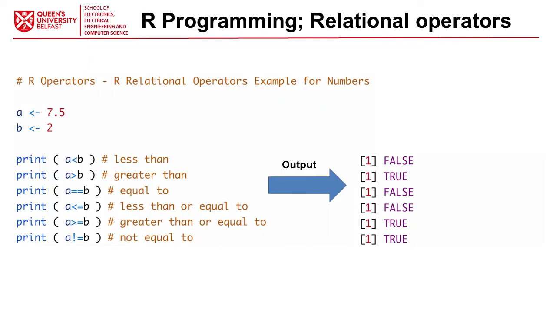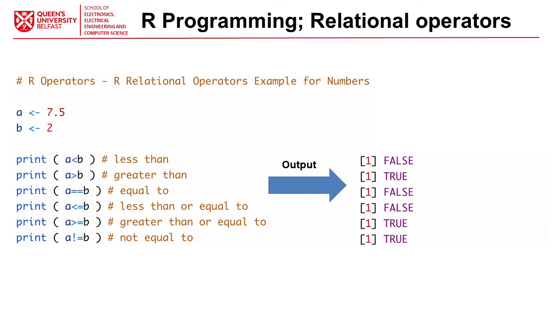Okay, so again we have some examples here. Print if a is less than b. The result is a logical result, true or false, because this is a conditional expression. A is 7.5, b is 2, the result is false. A greater than b, a equal b, a less than b, a greater than b, a not equal to b.